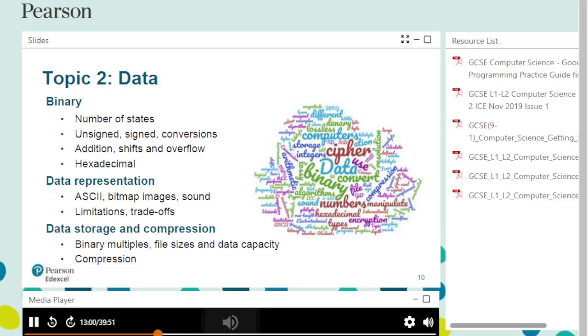They must be able to add together 2 binary numbers and perform logical and arithmetic binary shifts. They must be familiar with the concept of overflow and recognize the consequences that overflow can have on program outcomes.